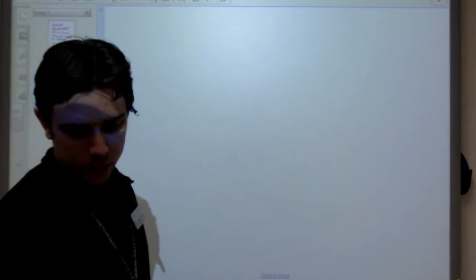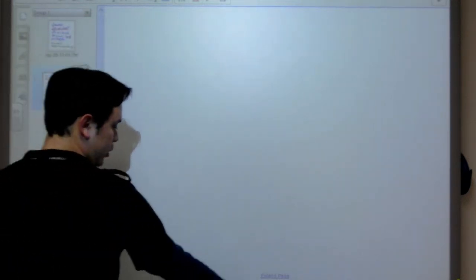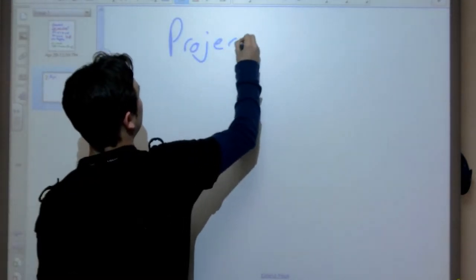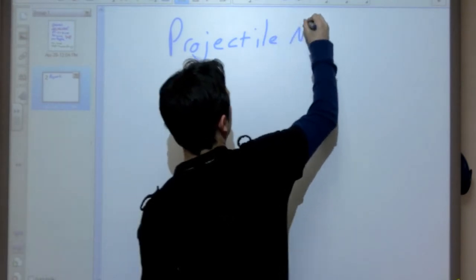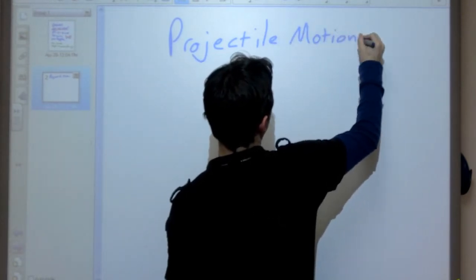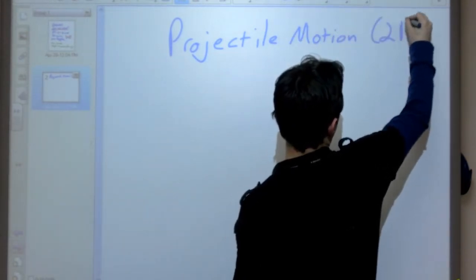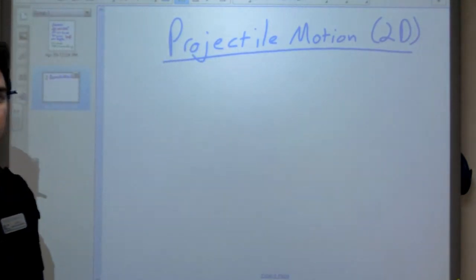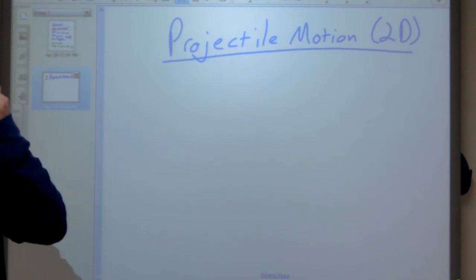Next up in our concepts in review, we are going to talk about projectile motion. And more broadly, these rules apply to motion in two dimensions, 2D motion. So we'll have stuff going on in the x and the y direction.